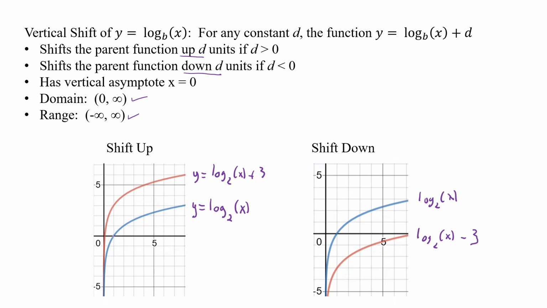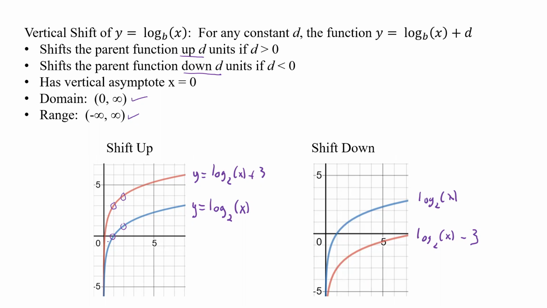So if we look here, our original function, that was our (1, 0), and then we had (2, 1). So (1, 0) and (2, 1) are our original points. And then we added 3 to the output. So (1, 3) and (2, 4). And then we could draw our graph.